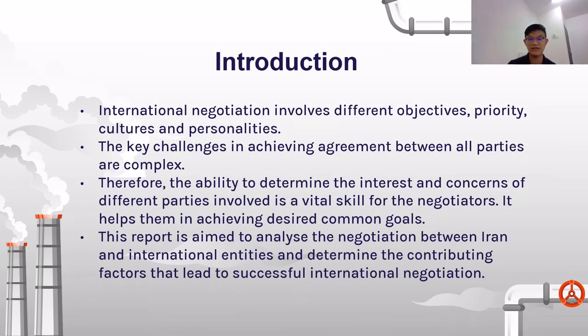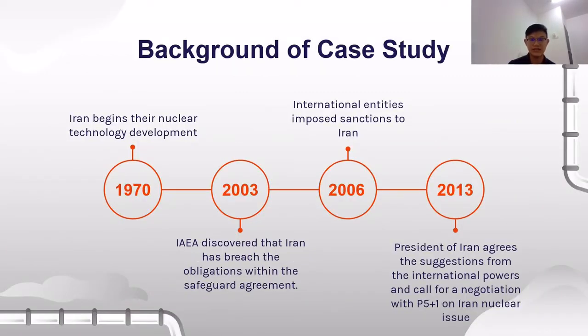This report aims to analyze the negotiation between Iran and the international entities and determine the contributing factors that lead to successful international negotiation. In the background of the case study, Iran began nuclear technology development in the 1970s when the US provided them with assistance. Their government claims that nuclear technology is necessary for a rapidly growing population and a rapidly industrializing country. In 2003, the International Atomic Energy Agency reported that Iran had breached the obligations within the Safeguard Agreement. And then they launched a negotiation with the United Kingdom, France and Germany. However, the negotiation did not reach a consensus between all the parties. Iran still continued to proceed with its nuclear development despite international opposition.